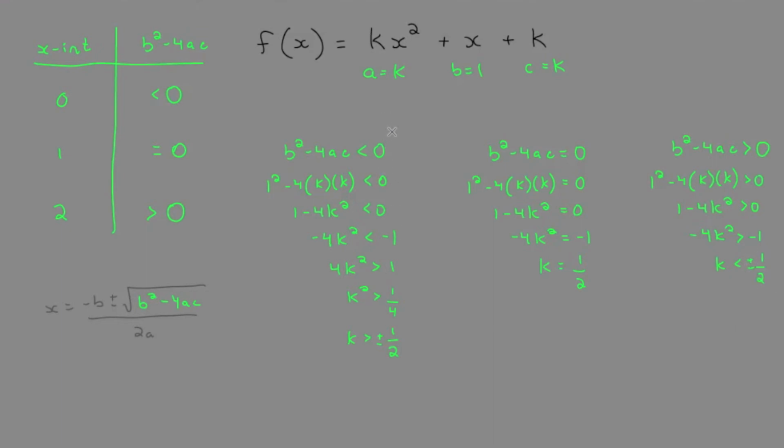So for the discriminant less than 0, this is where we have 0 x-intercepts. Where the discriminant is equal to 0, we have 1 x-intercept. When k is 1/2, for example, so if this was 1/2. And when discriminant is greater than 0, that's when we have 2 solutions or 2 x-intercepts.